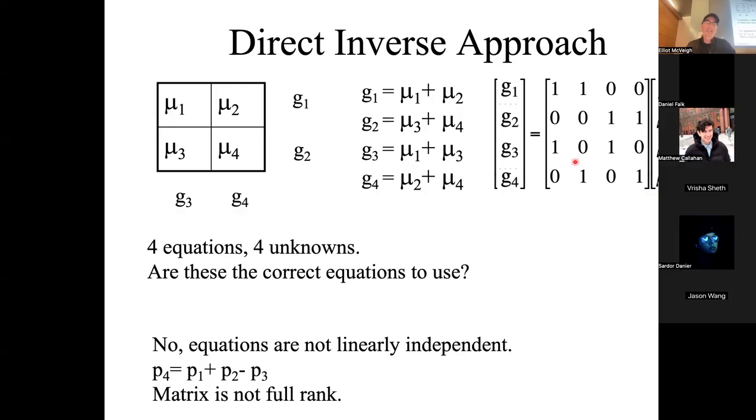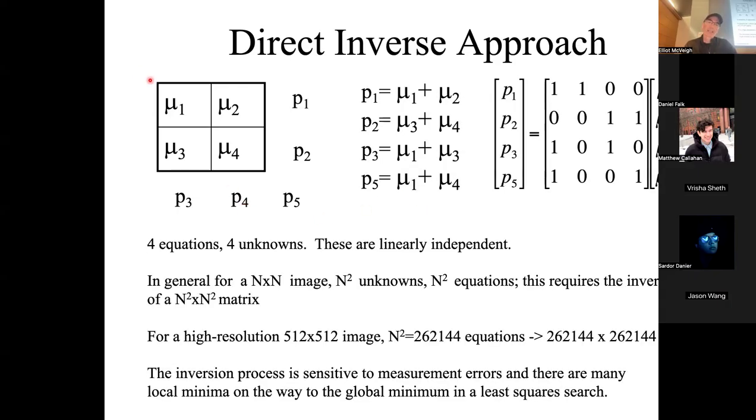So we need to make a new measurement at a different angle. So we took this angle, this angle. We also need a measurement at this angle, right? To get rid of this dependence. So this equation here, P4 is 1 plus 2 minus 3, you get this one. So what we can do is we'll make another measurement along this way and rewrite it. We'll call that P5 such that we get mu1 plus mu4. And now this is a full rank set of equations and we can solve for the mu values.